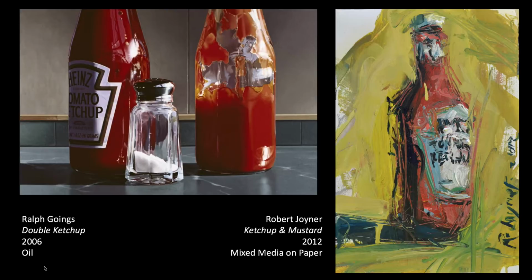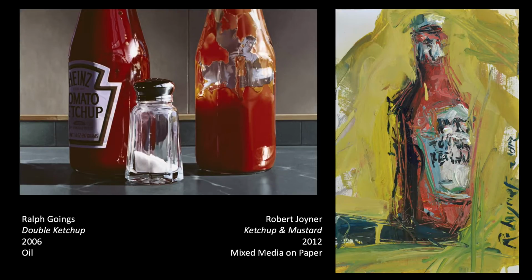And also thinking about how these artists apply the paint. So Ralph Goings on the left has a very fine application of the paint. It doesn't look like paint at all. It looks like a photograph. Whereas Robert Joyner, it looks very much like thickly applied paint without much care as to how thick it is or thin it is in certain areas. We have a splash of yellow right here, like the mustard would splash across the ketchup.